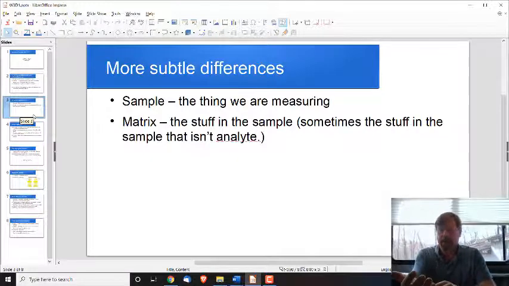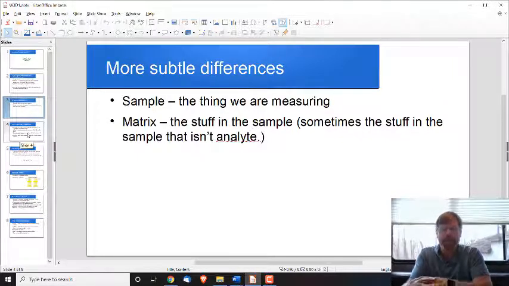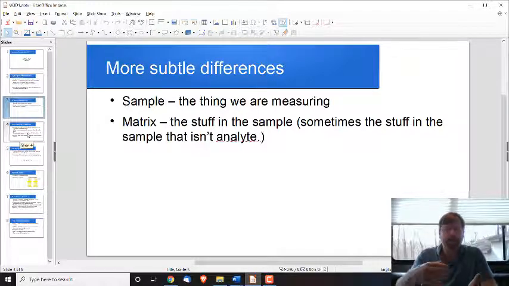So if I'm measuring THC levels in blood, for example, blood is my matrix. Sometimes it's specific to the stuff in the sample that's not the analyte. Sometimes it includes that. It's kind of context dependent. The blood chemistry one, for example, blood is the matrix. In the saltwater one, the sodium that is part of our analyte is also included in the matrix. I think it has to do with how major a component it is.